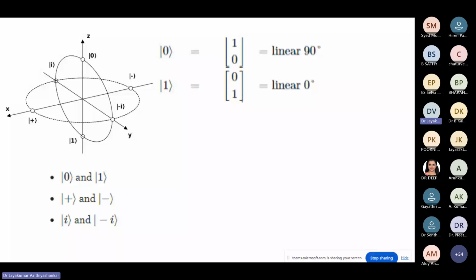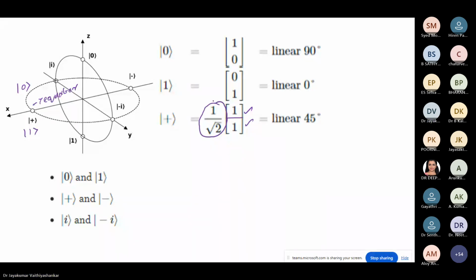Each and every matrix in quantum has some physical intuition. If we understand it physically, we can easily represent it in mathematical form. In the same way, if you go for the positive state, it is on the equator. The equator relates to state 0 as well as state 1. That is why both components are there: the upper component is 1 and the lower component is 1. And what is the amplitude? 1 over root 2. This is called a constant factor, or you can say amplitude.